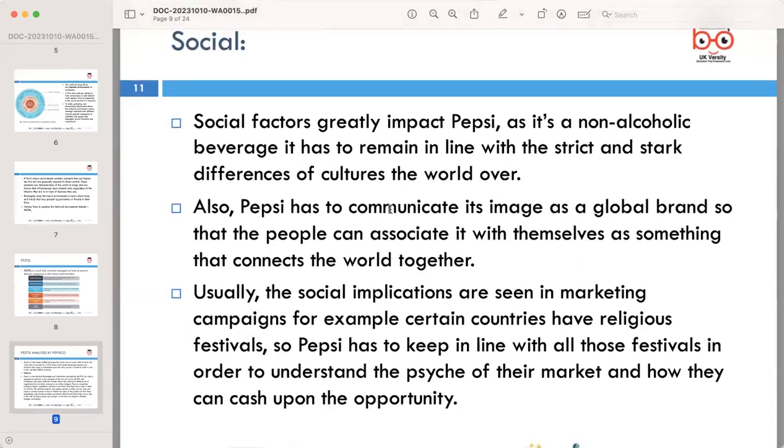Okay, so social factors greatly impact Pepsi as it is a non-alcoholic beverage, so it has to remain in line with the strict and stark differences of culture the world over.